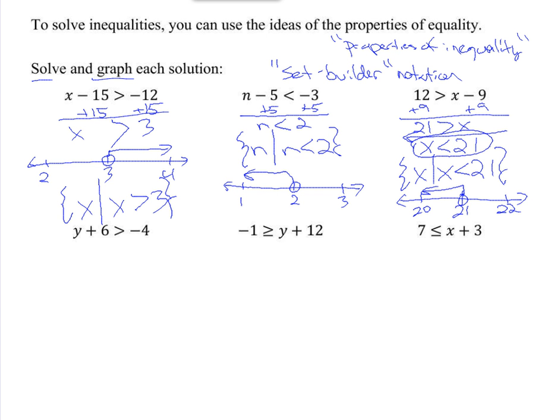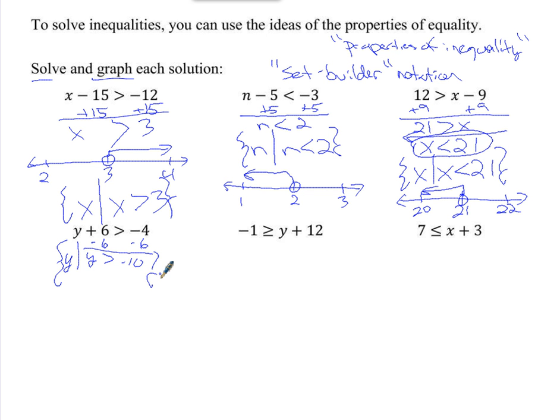So for the first one, what do I do? Subtract 6 from both sides. And I get y is greater than negative 10. Let me show you a little trick here. My solution is y is greater than negative 10. I want to write that in set builder notation. Watch this. There's your answer.